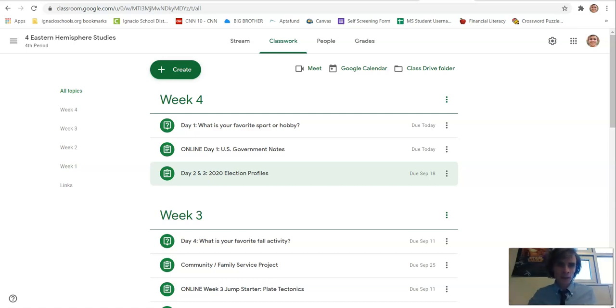Hi everybody. Here are your directions for your assignment about the 2020 presidential elections. This is a 2-day assignment, so you'll have time to complete this in the classroom today and also tomorrow. This is not due until Friday, so if you finish your quiz early on Thursday, you can work on this too.